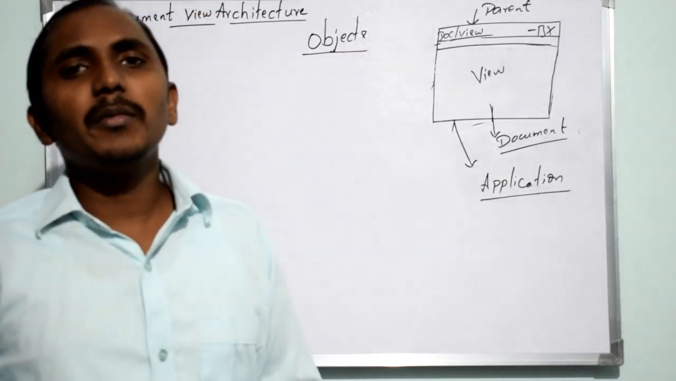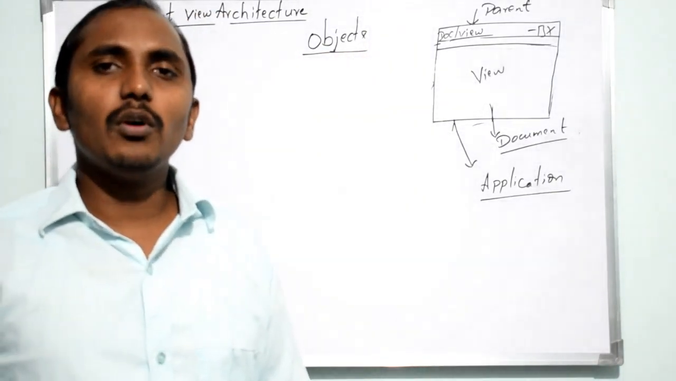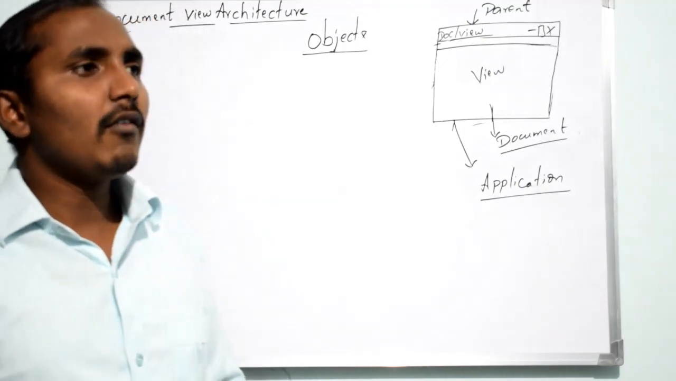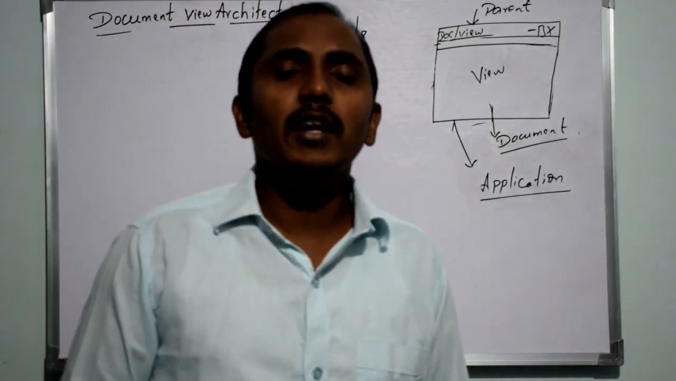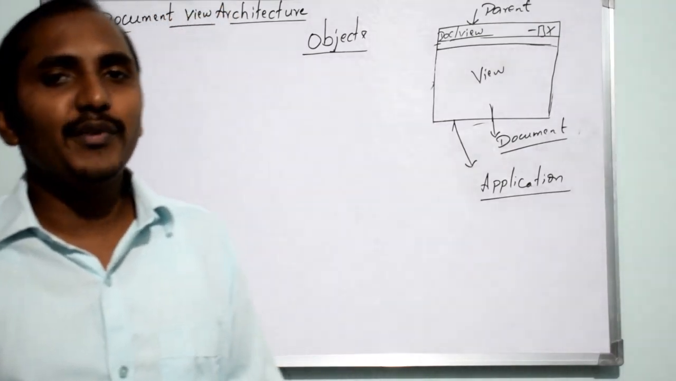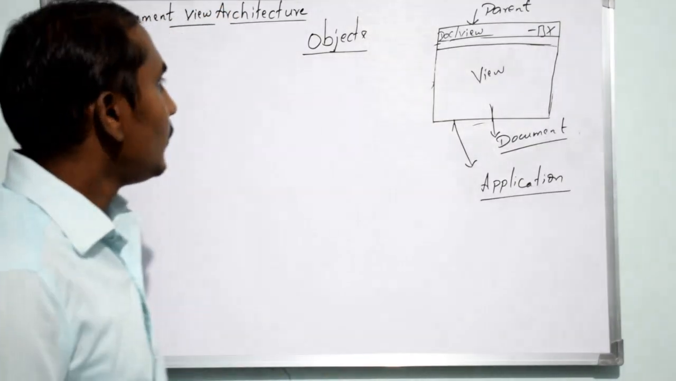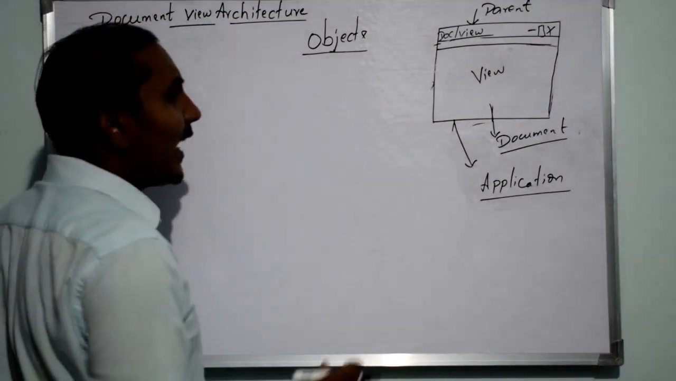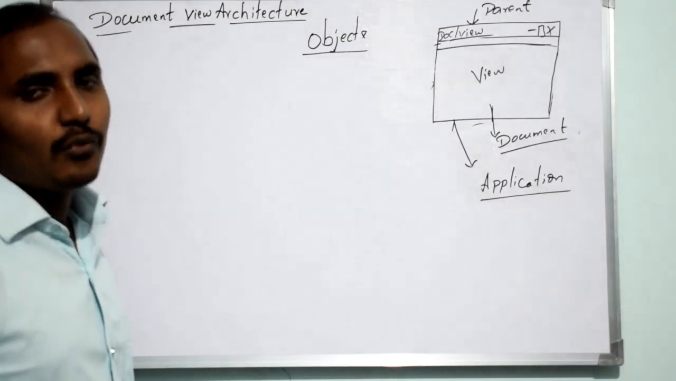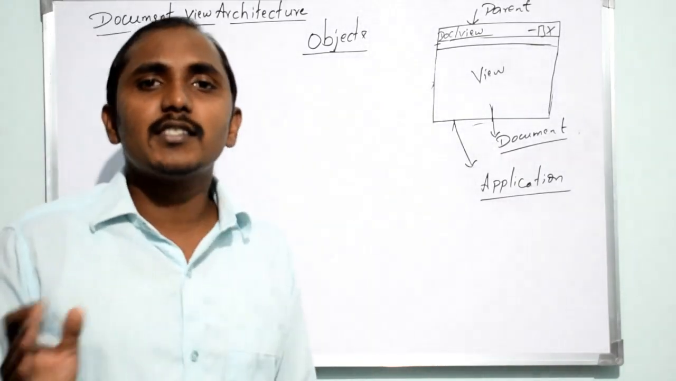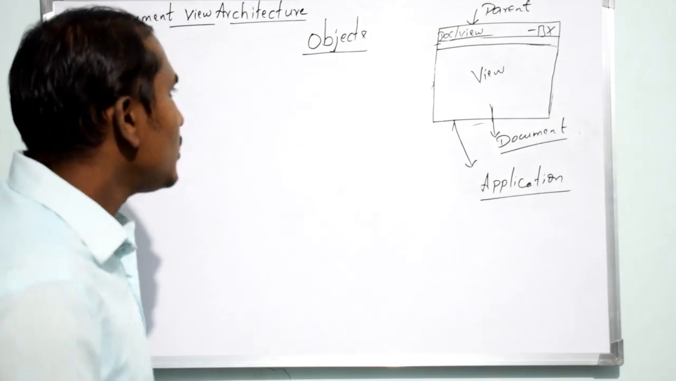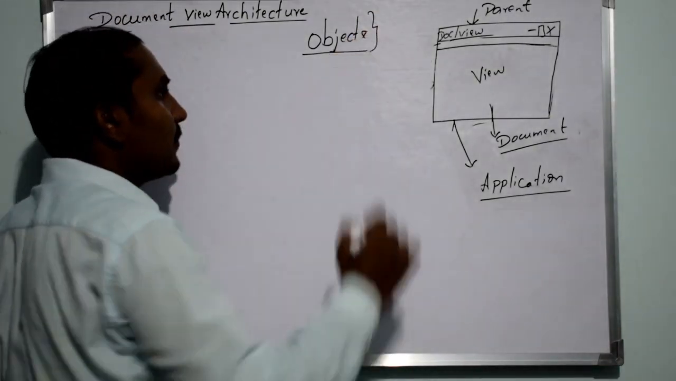Now what is the meaning of using objects? We have already discussed object. An object is a runtime entity or instance of a class. Similarly, if I have any kind of software, that software will be divided into several sections. Those sections are like your objects.